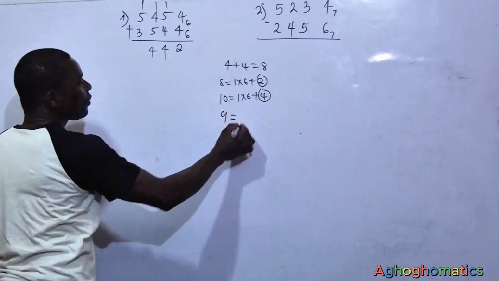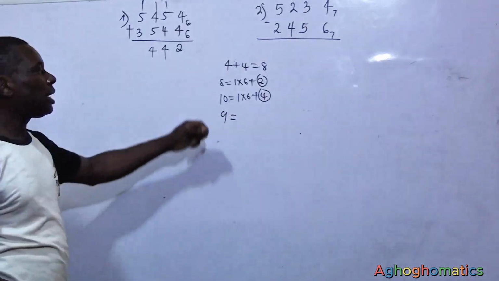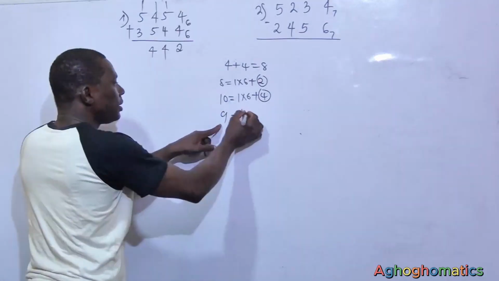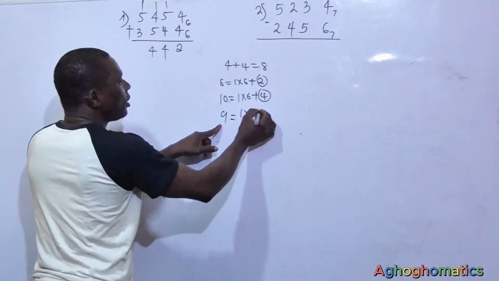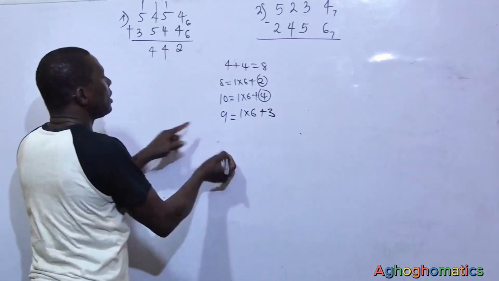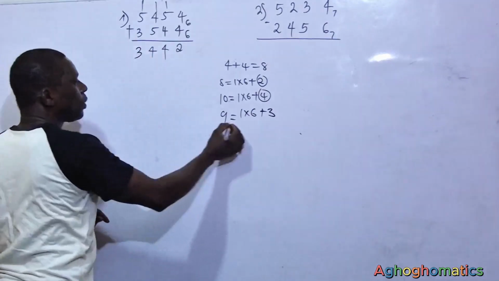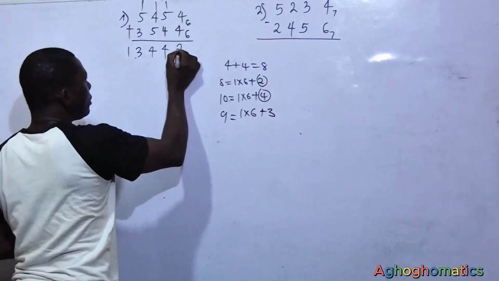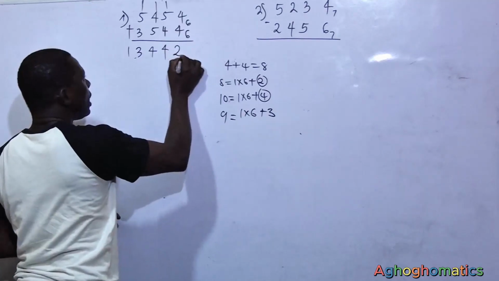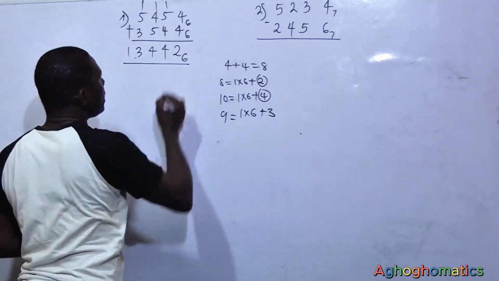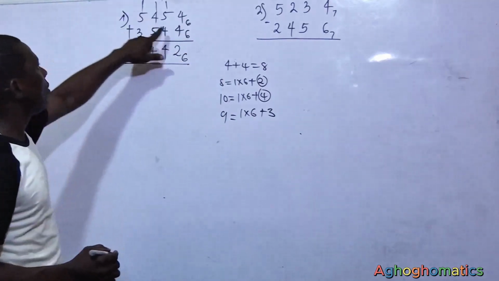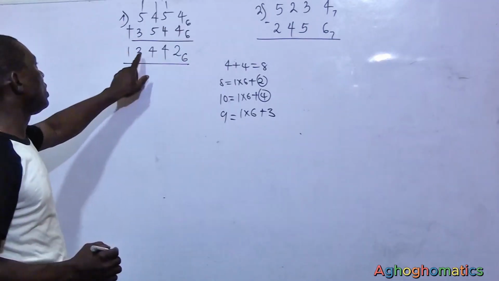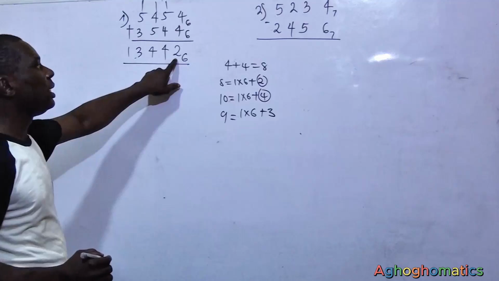In the case of 9, we ask ourselves how many 6 are contained in 9, and the answer is 1 six. So it means 1 times 6 plus 3. So we put down the remainder. Since there's no operation here, we indicate the 1 here, and usually you must indicate the base. If you sum these numbers, the result is 13442 in base 6.